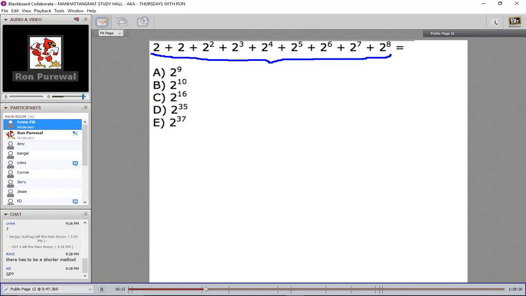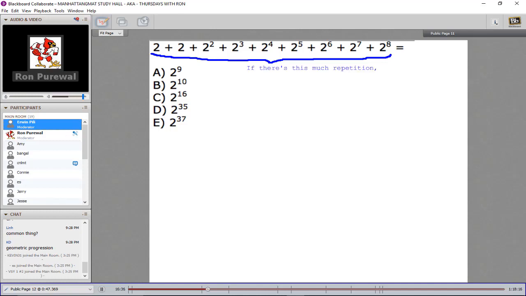I don't know what GP stands for. Thinking much more generally, you definitely don't need any fancy words like that. Where I'm going with this is, if there's this much repetition, you should be able to just recognize a pattern step by step.